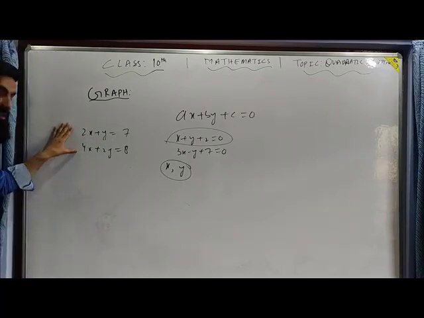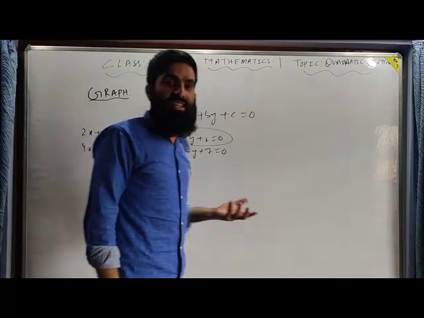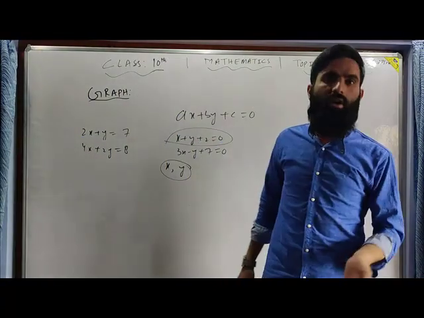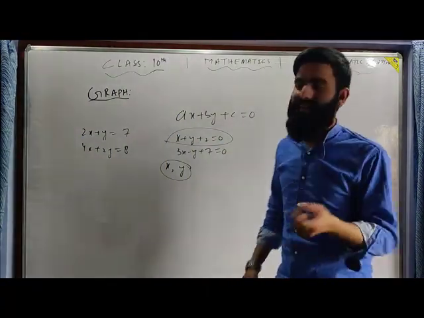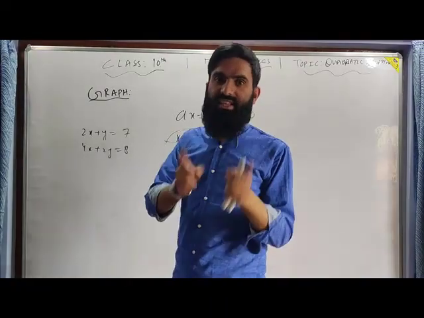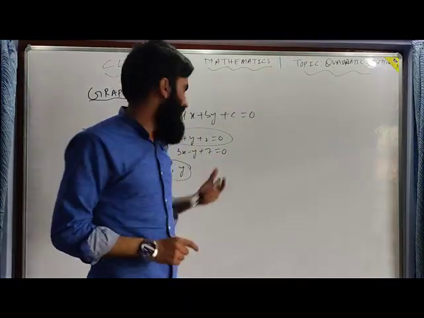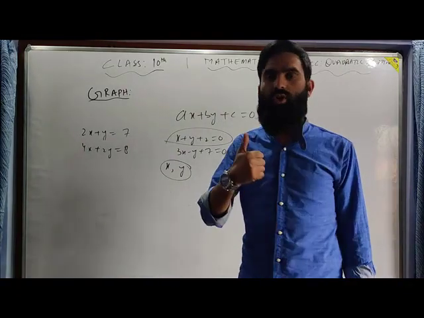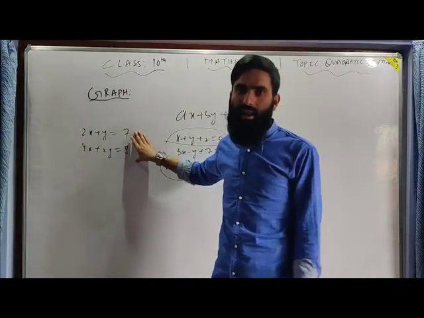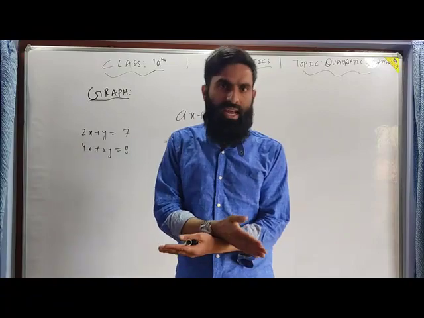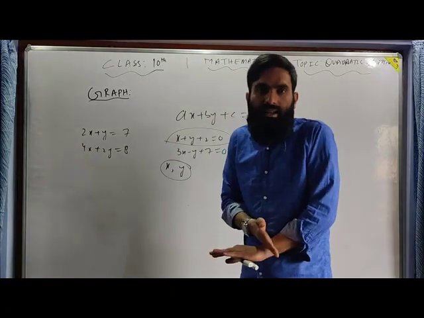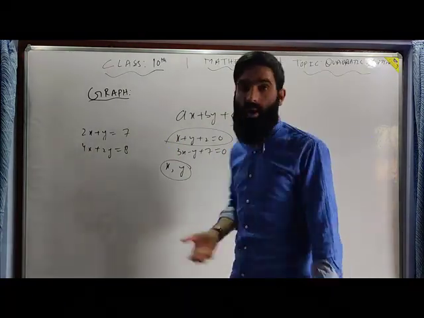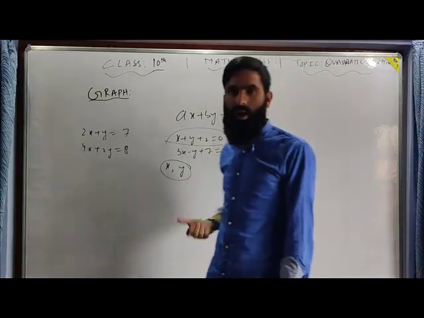What does that mean? If lines are parallel to each other, obviously they are not going to intersect anywhere. When they are not going to intersect anywhere, we can't find the value of x and y at that time. Then we say that this is the condition where the given system of equations will have no solution. Why? Because they are parallel lines, and parallel lines never meet at any point. When they never meet at any point, how is it possible to find the value of x and y at that time?